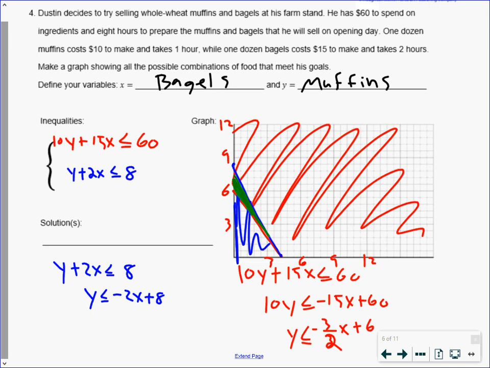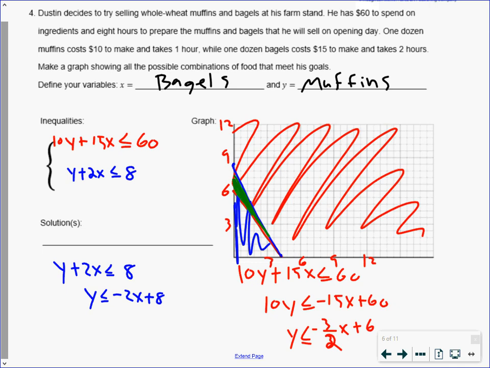The inequalities that I got were 10y plus 15x has to be less than or equal to 60, and that's because he has a limit of $60 to spend, and it costs $10 to make a dozen muffins and $15 to make a dozen bagels. So 10y plus 15x has to be less than or equal to 60. He can't spend more than he has.